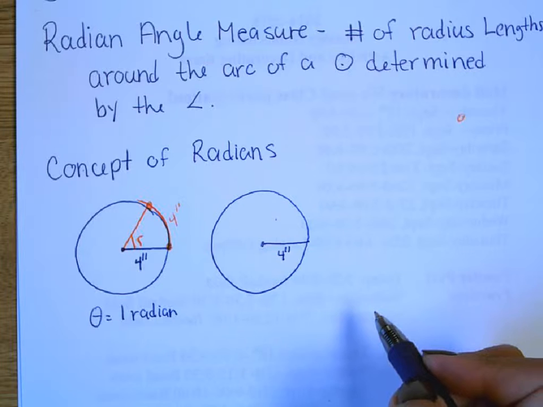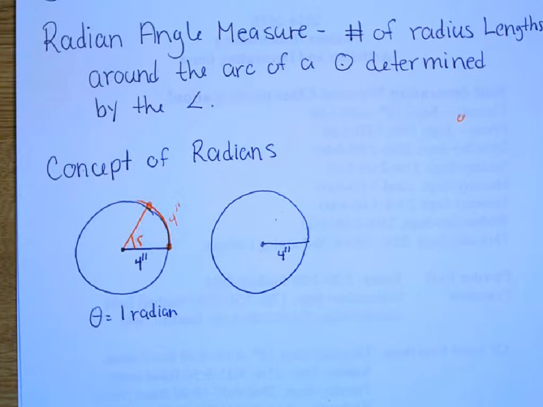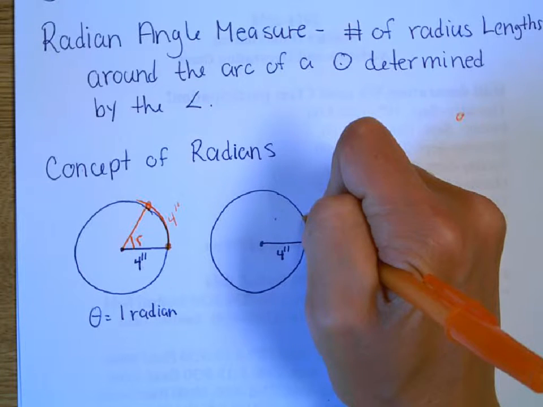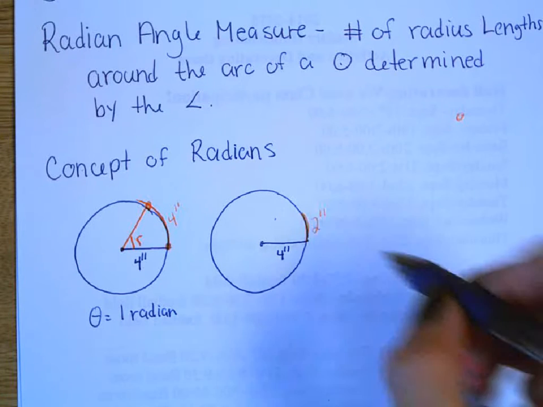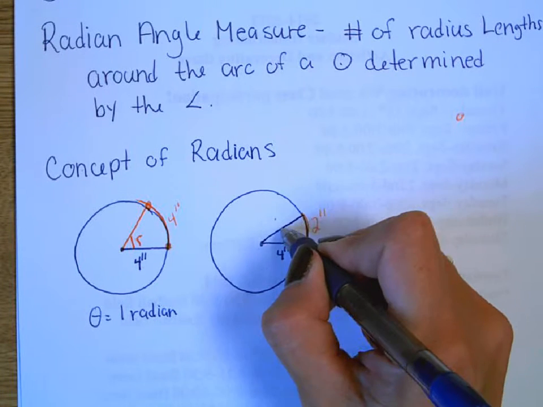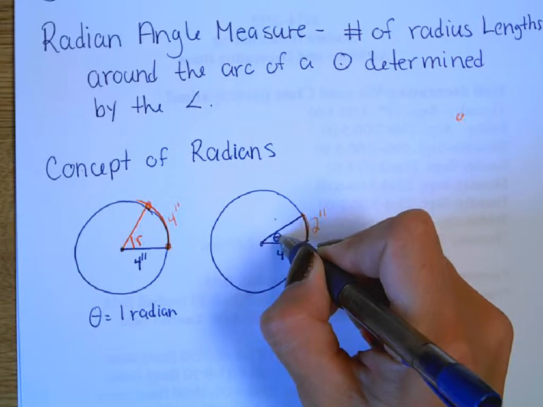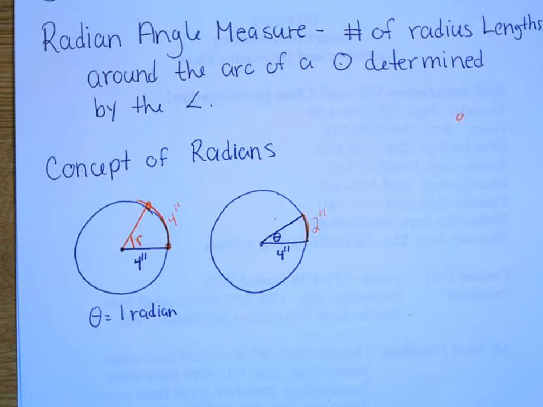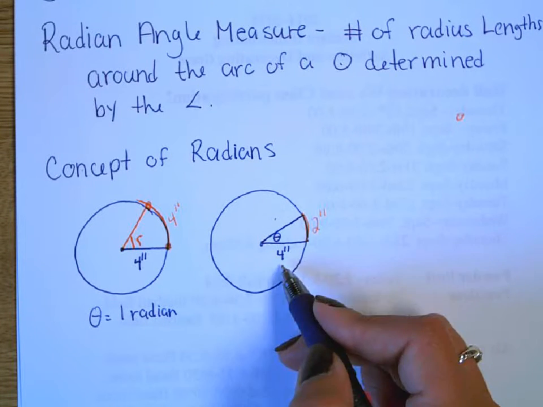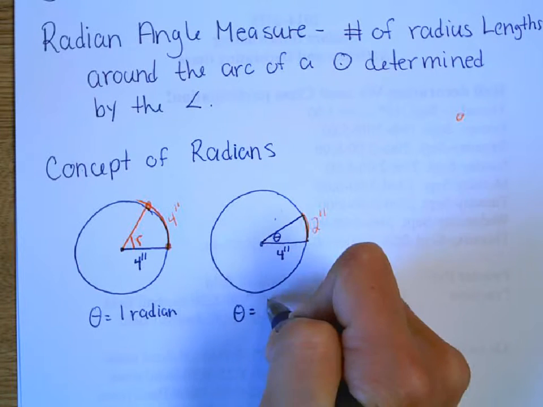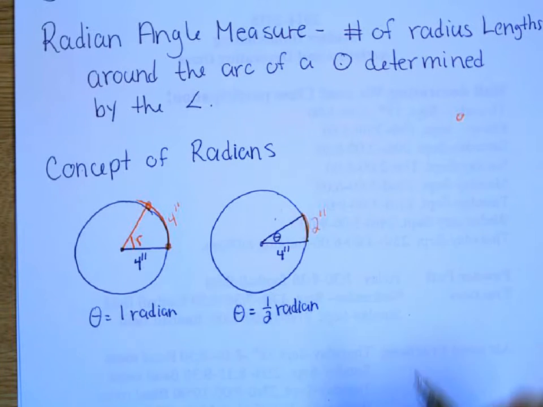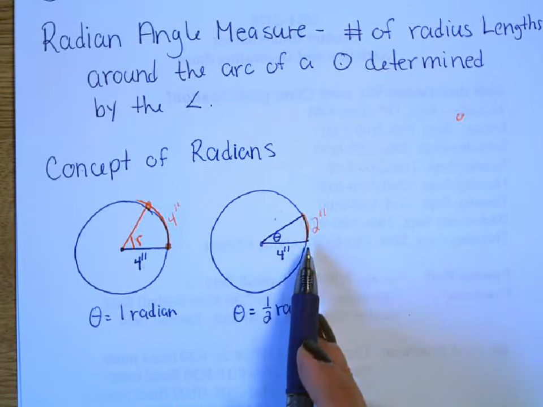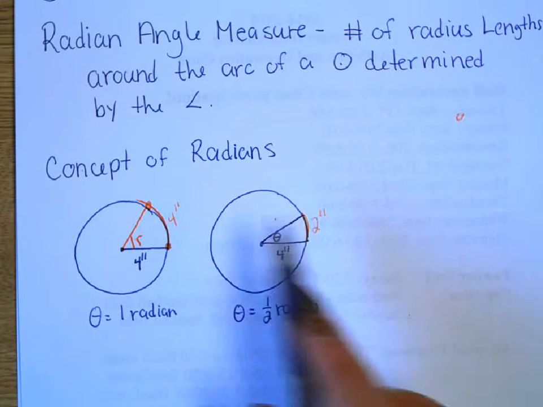So this time, instead of going a full radius, let's say I go 2 inches, estimating 2 inches, and I make my angle to the end point of that arc. What do you think that angle measure in there would be in terms of radians? A half a radian, because the arc length is half of the radius. So the theta here would be a half of a radian. So a radian is telling you how much of a radius length around you are.